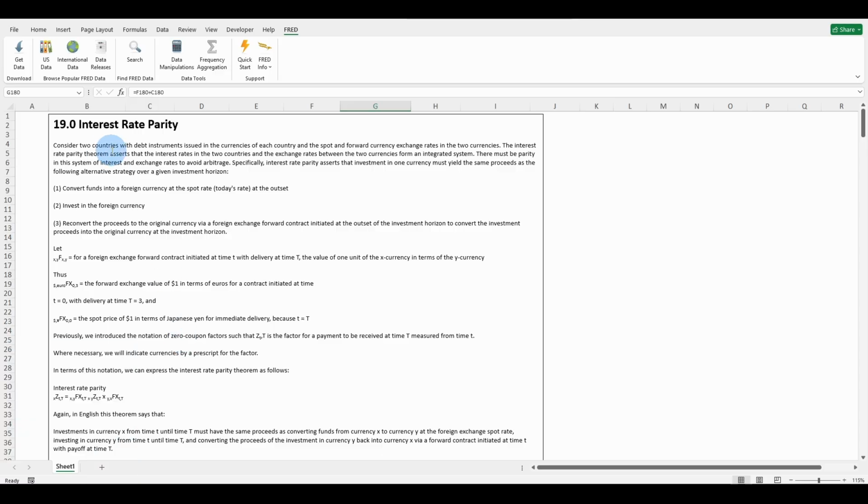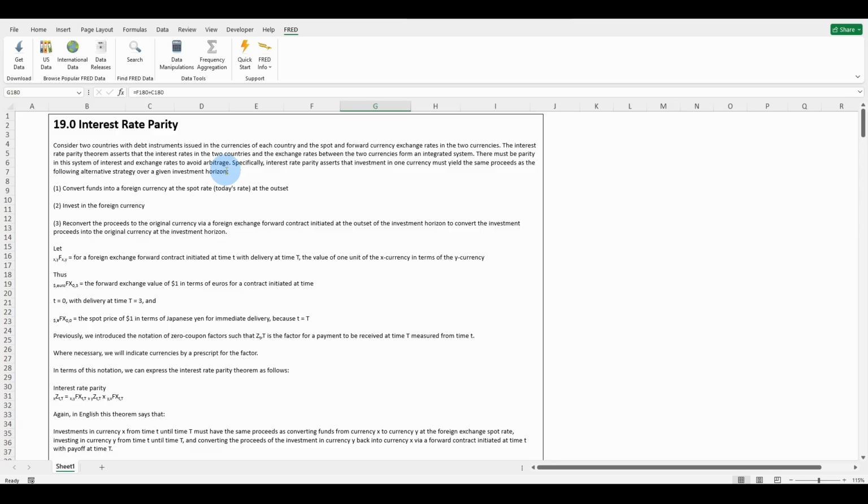So with that, consider two countries with debt instruments issued in the currency of each country, and the spot and forward currency exchange rates in the two currencies. The interest rate parity theorem asserts that the interest rates in the two countries and the exchange rates between the two currencies form an integrated system. There must be parity in this system of interest and exchange rates to avoid arbitrage.